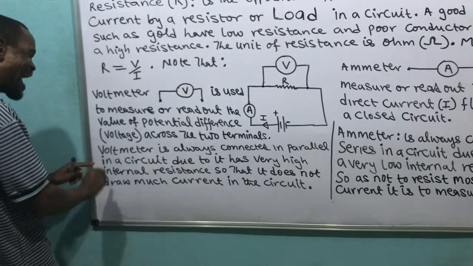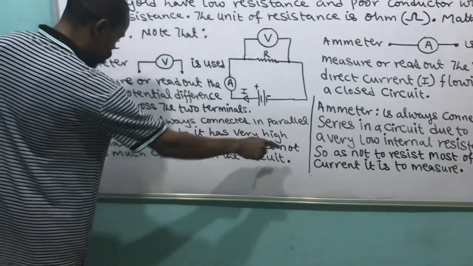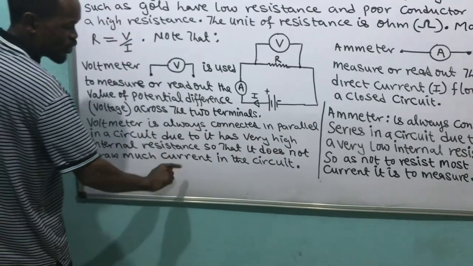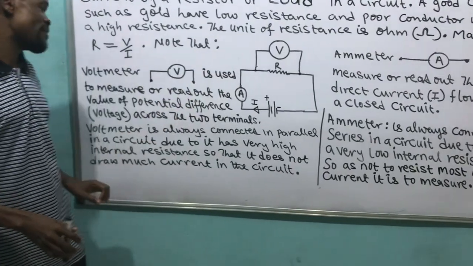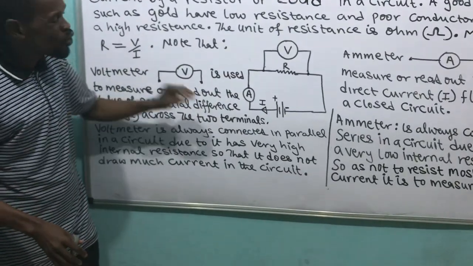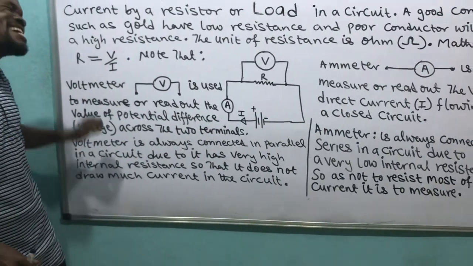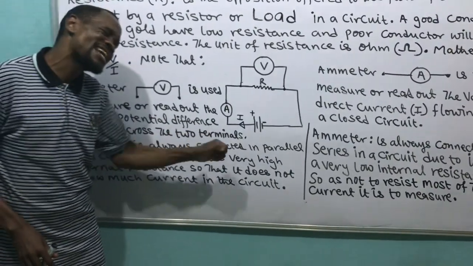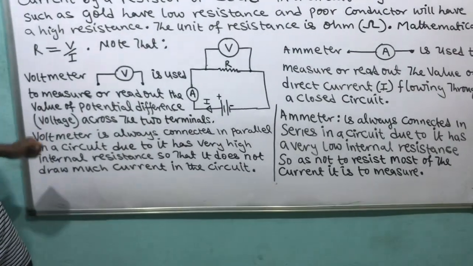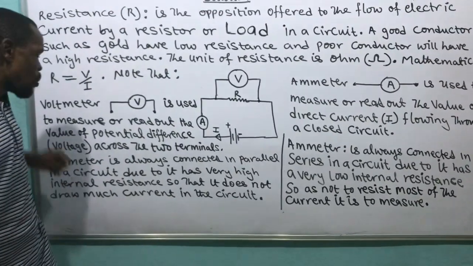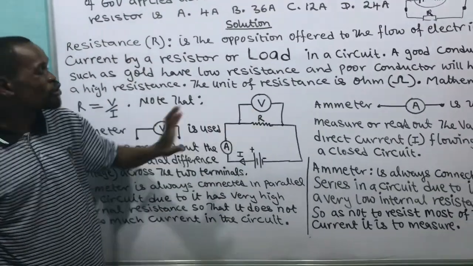So we said it has a very high internal resistance, so that it does not draw much current in the circuit. That's why we connect it in parallel. We say voltmeter is always connected in parallel because it has a very high internal resistance. That's the reason why we connect it in parallel, so that it will not consume that much current in the circuit.